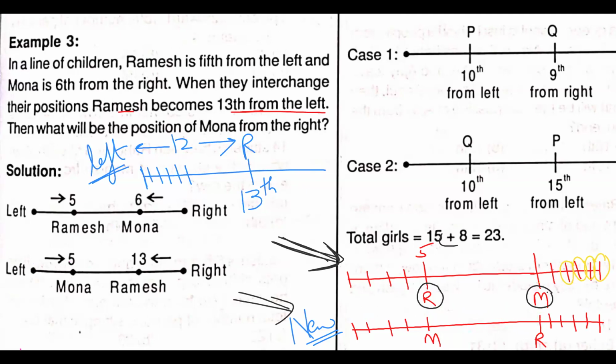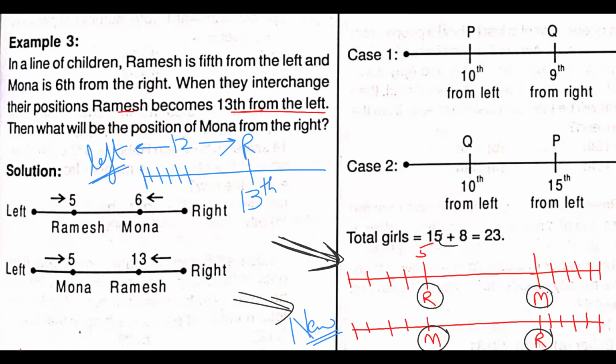Yes, what we'll do now, we have placed Mona at the place of Ramesh and Ramesh at the place of Mona, as you can see. Can you see here? We have interchanged the positions. Nothing else we have done, first of all, right? Then they're saying that when Ramesh has changed his position with Mona, he becomes 13th from the left now. So if Ramesh has become 13th from the left now, what will we do now?